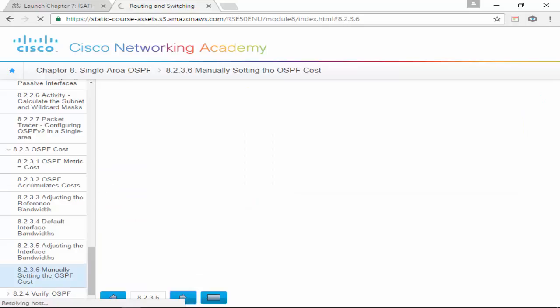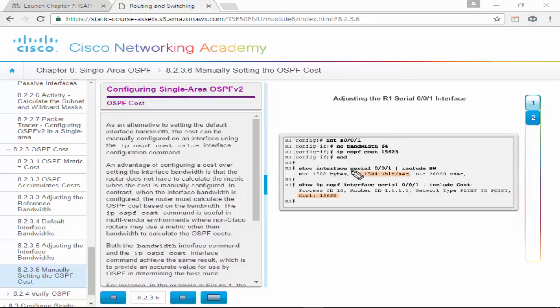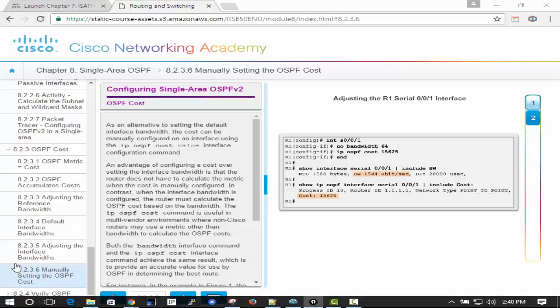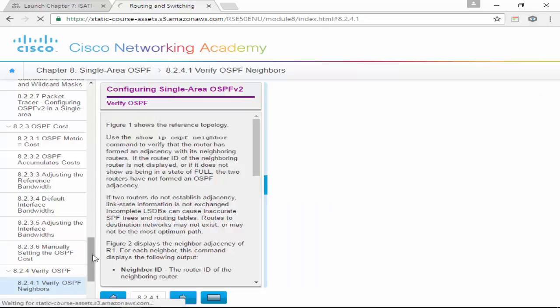Then we can manually set the cost, right, like I said. This is manually setting the cost, not manually adjusting how the cost is calculated. So we go into the interface and say IP OSPF cost, and actually put a cost on there, and so that cost would be how it would calculate that link, right? So it would add 1500 or 60, whatever you calculated, it would add that cost.